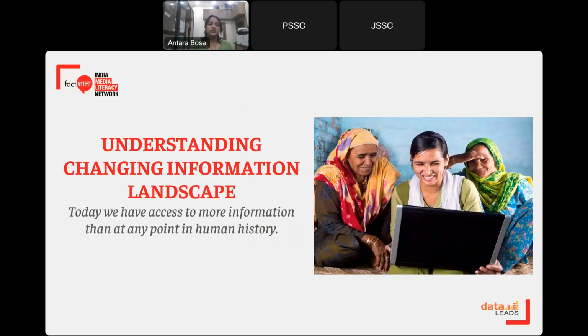Understanding the changing information landscape: today we have access to more information than at any point in human history. And why are we talking about information literacy these days? Because we have access to the internet and to smartphones, that is, a mobile computer in your hands, and you have access to the world. There are so many search engines, Google is not the only one, and you can type and come across any information at any given time with your phone. That is the reason we are talking about information literacy in the changing information landscape.